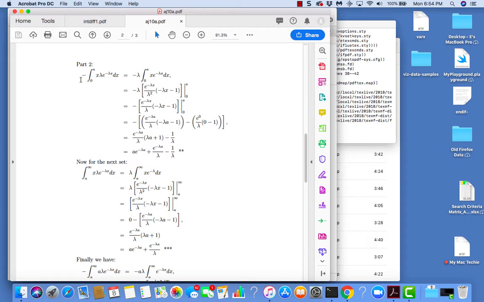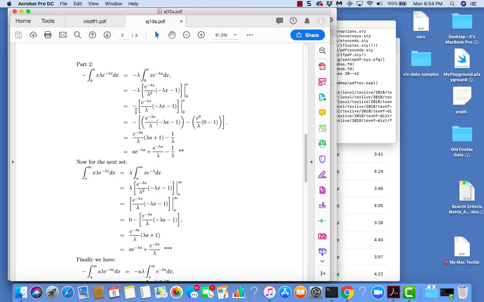So the second part is minus the integral from 0 to a of x times the exponential. But I can pull that lambda out again. So now I have minus lambda times the integral from 0 to a of x e to the minus lambda x dx. But here again, that's one of those formulas from the first part of the page. So we're going to have minus lambda times e to the minus lambda x over lambda squared times the quantity minus lambda x minus 1, evaluated from a to 0. But I can cancel a lambda out of here.